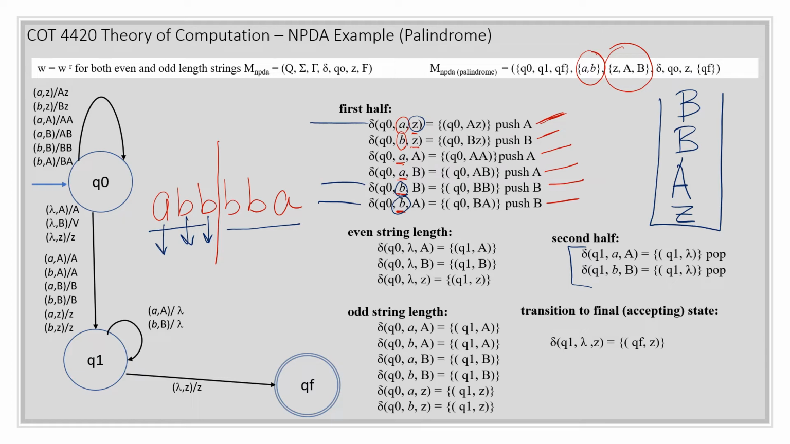So I'm going to pop off if I get a B. If I have a B and there's a B on top, I pop that off. If I get a B and there's a B on top, I pop that off. And then if there's an A and there's an A on top, I pop that off. And now I'm back to my starting symbol, so I can take this transition right over here, and I know that this is a palindrome. But it's not that easy because we have to deal with even length strings versus odd length strings.